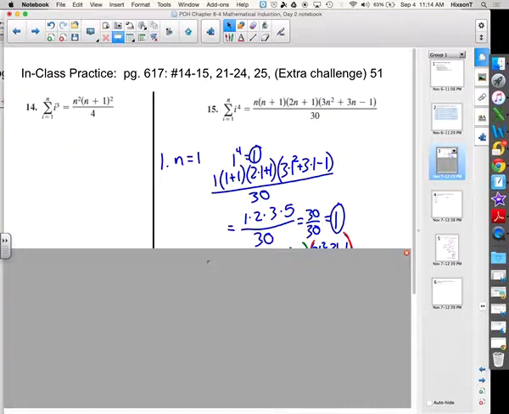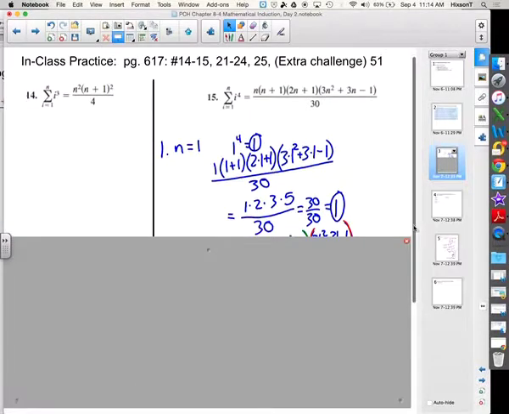Now one question was, does it always have to come out to 1? The answer is no, you just have to get the same thing for both sides. You just have to get things that are equal, alright? So it could be 5 and 5 or something. As long as they're equal, you prove that it works for 1. Okay? So the next thing, we make this statement.